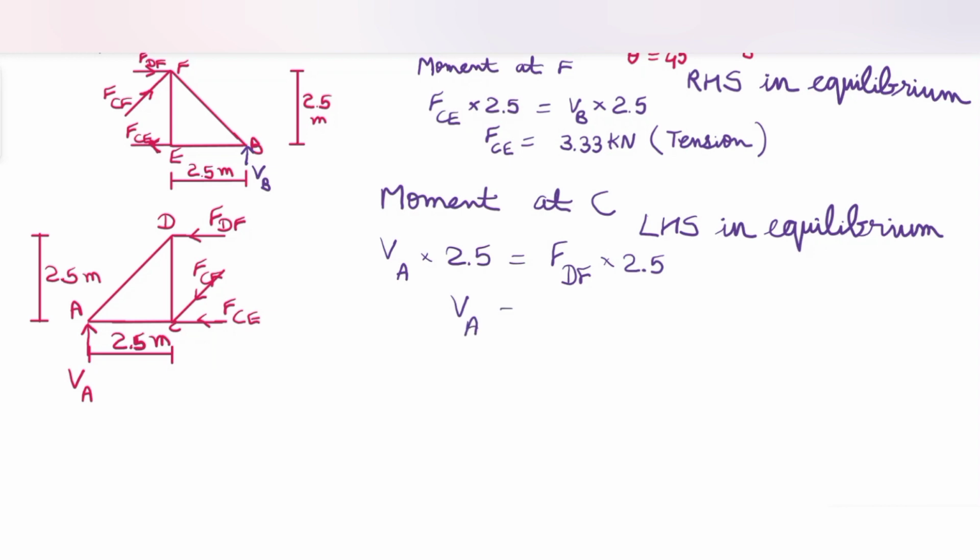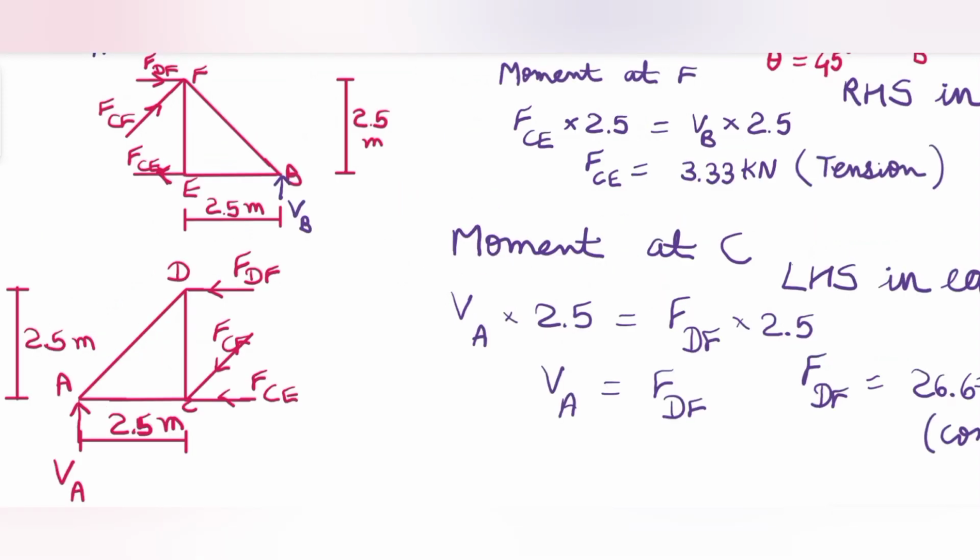So we have VA into 2.5 is equal to FDF into 2.5. VA is equal to FDF. That is, my FDF is equal to 26.67 kilonewton. And the assumed direction for the DF member is compression. So the assumed direction of the arrow is correct. That is FDF, we have compression.